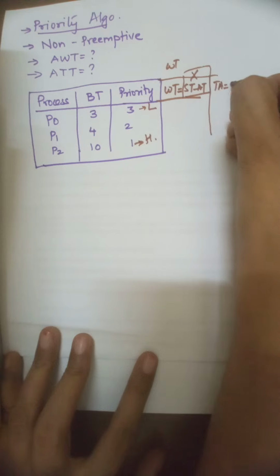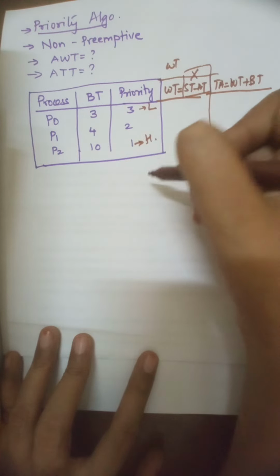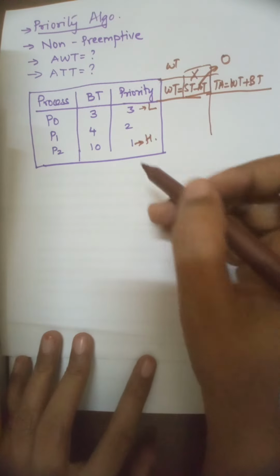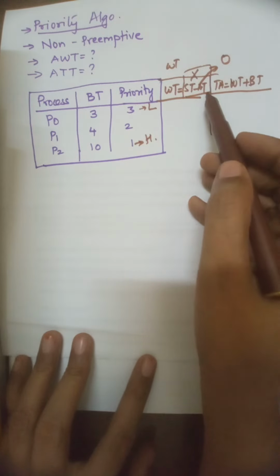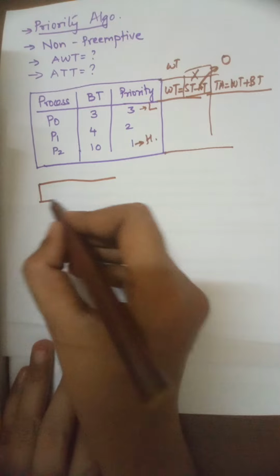What is the formula for turnaround time? It is the waiting time plus the burst time. Whenever arrival time is not mentioned in the question, arrival time is always considered as 0, and as there is no arrival time, we are not going to use that formula. Whatever value we get from the Gantt chart is going to be used. So we are going to draw the Gantt chart.